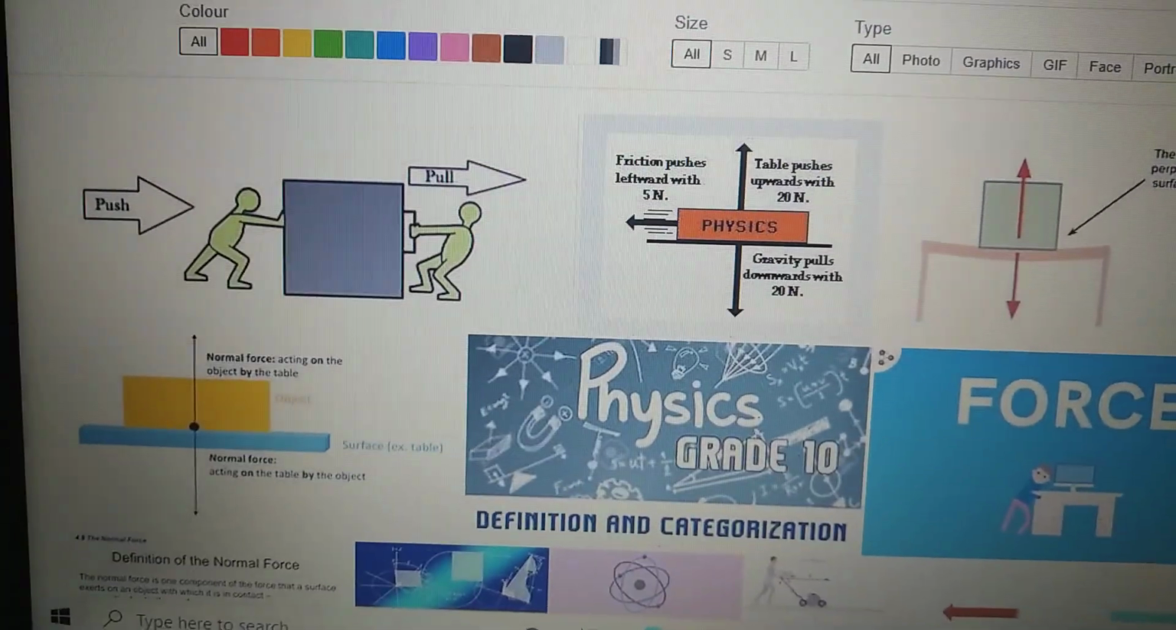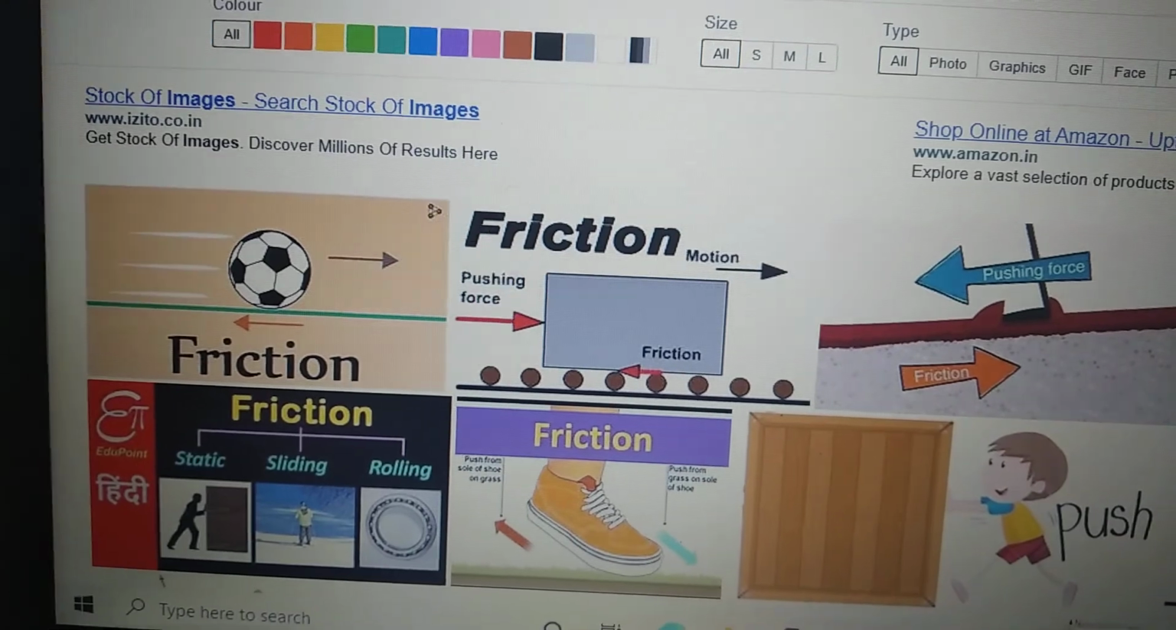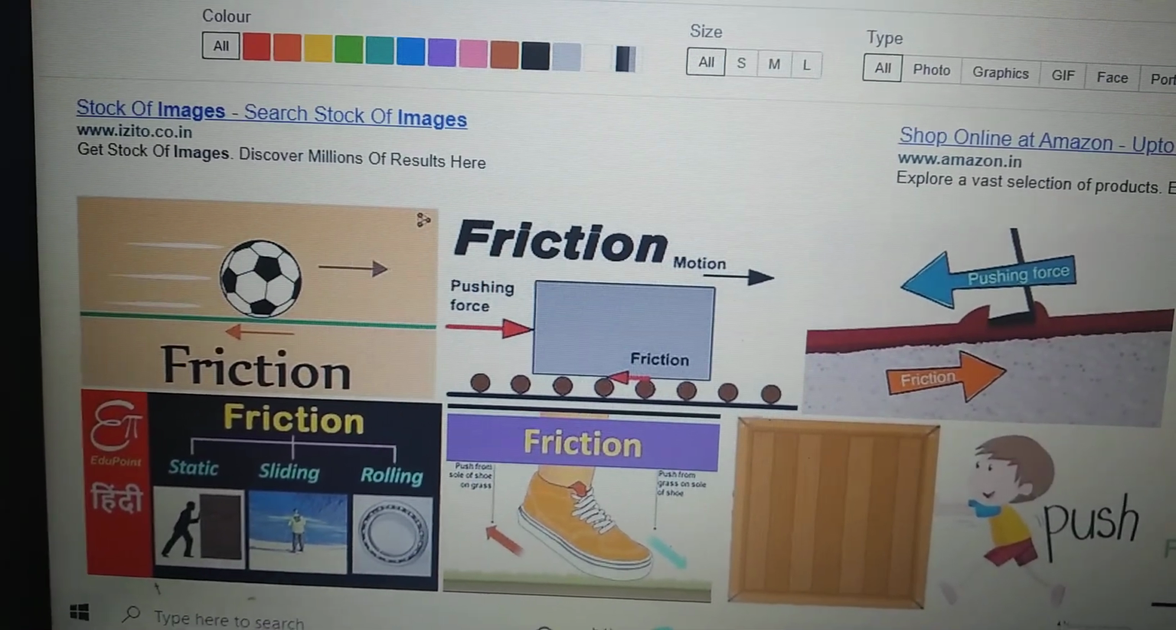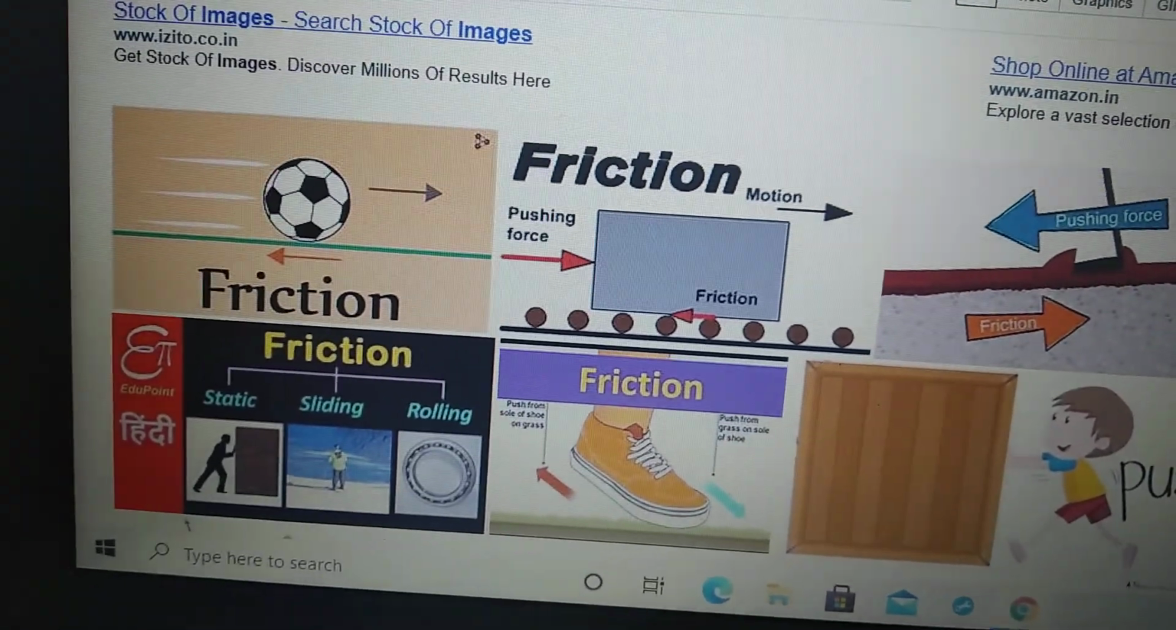Next, coming to friction. In your textbook, we are discussing three topics in this lesson. Light finished. Next, sound finished. Force finished. In force only friction will be there. What is meant by friction?